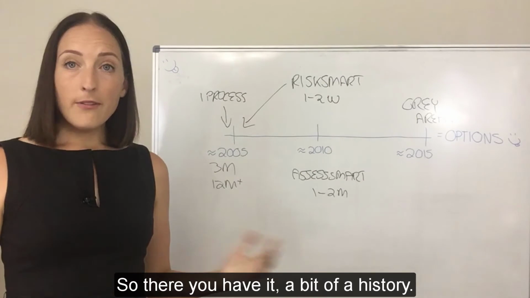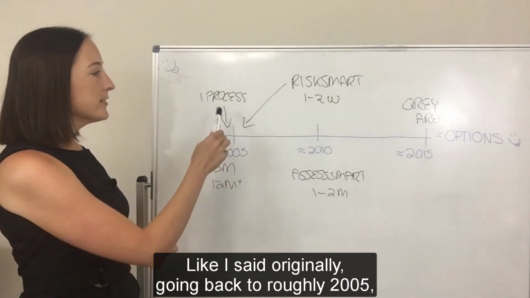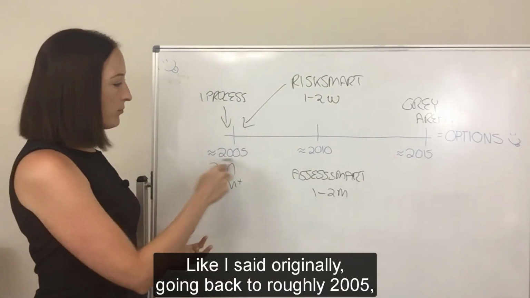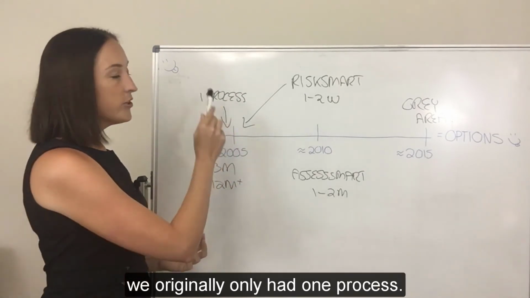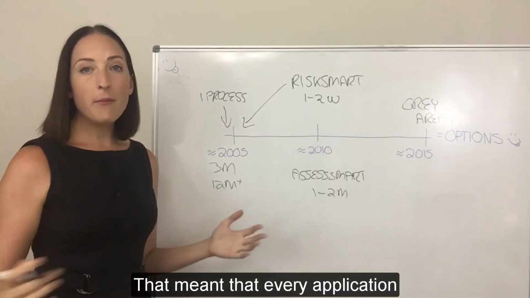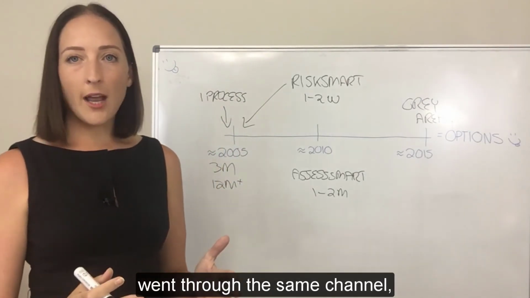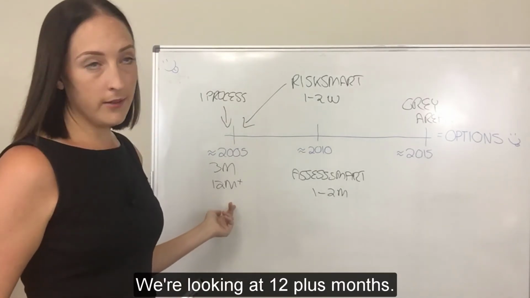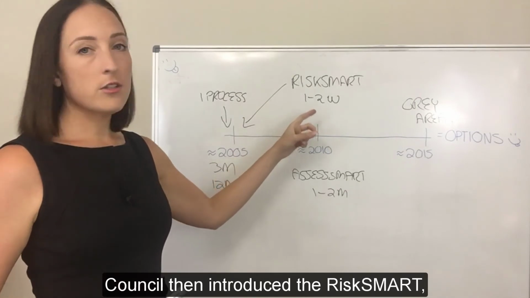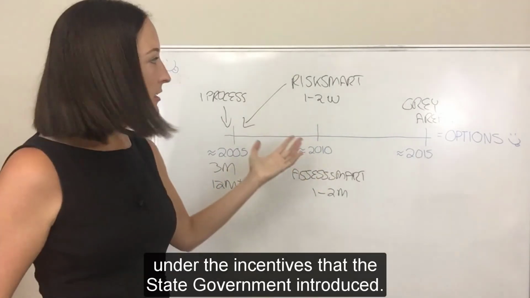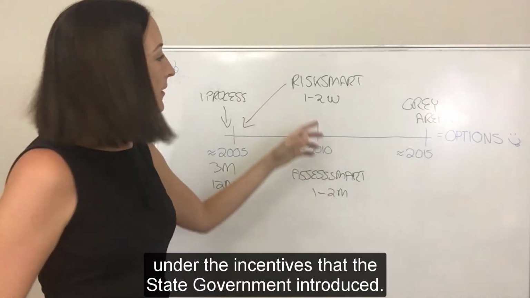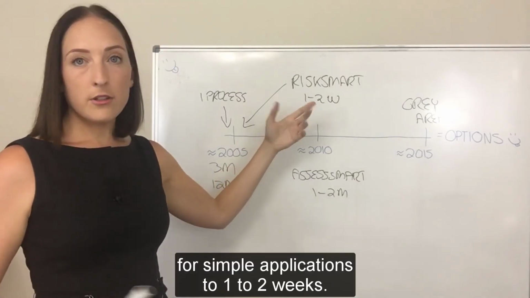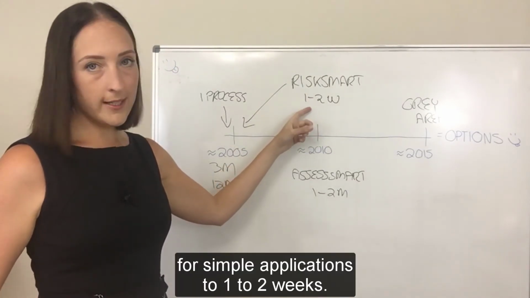So there you have it, a bit of a history. Just to recap, like I said, originally, going back to roughly 2005, we originally only had one process. That meant that every application went through the same channel and therefore there were massive time delays. We're looking at 12 plus months. Council then introduced the RiskSMART under the incentives that the state government introduced. That brought the timeframes down for simple applications to 1 to 2 weeks.